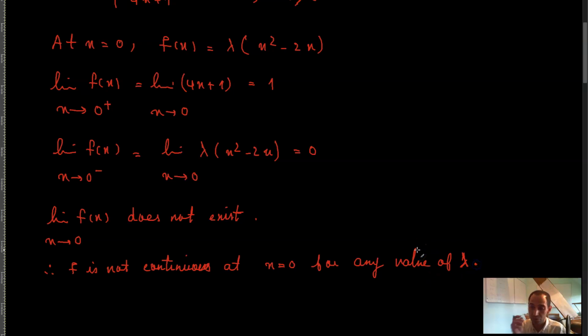I can see in the solution over here that they've said that for no real values of lambda, but we are not working in the set of imaginary numbers, so that's not really important right now. But as far as we are concerned, as long as we are working in the set of real numbers, for any value of lambda, f cannot be continuous at x is equal to 0.